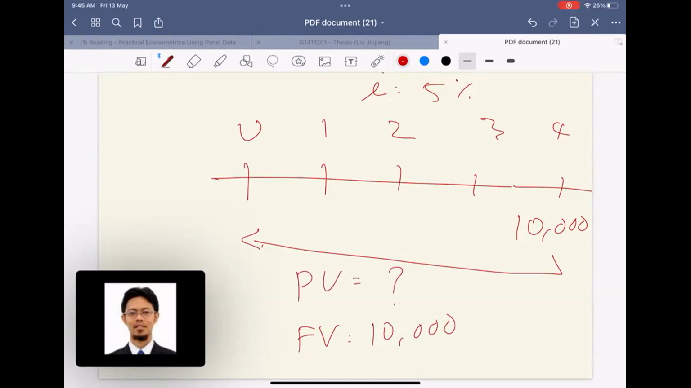That is the amount of money that you want to put today, given the rate. The rate is 5%. Assuming your interest compound yearly, your N is what? 1, 2, 3, 4. Later we calculate what is your present value.